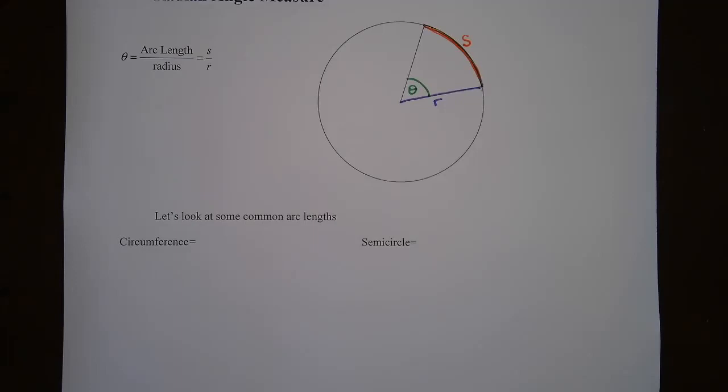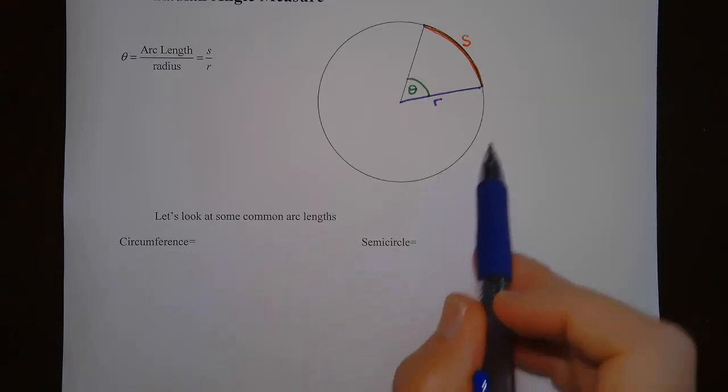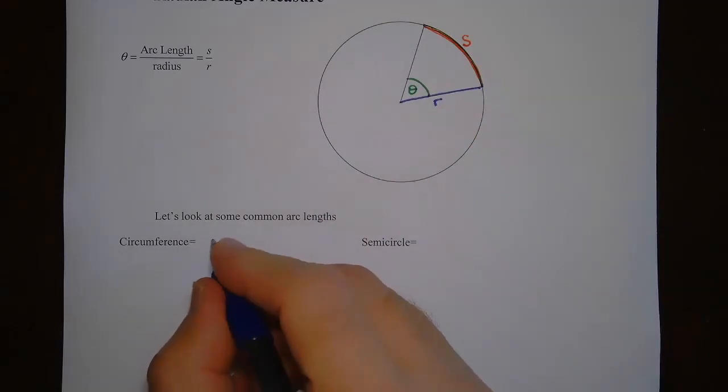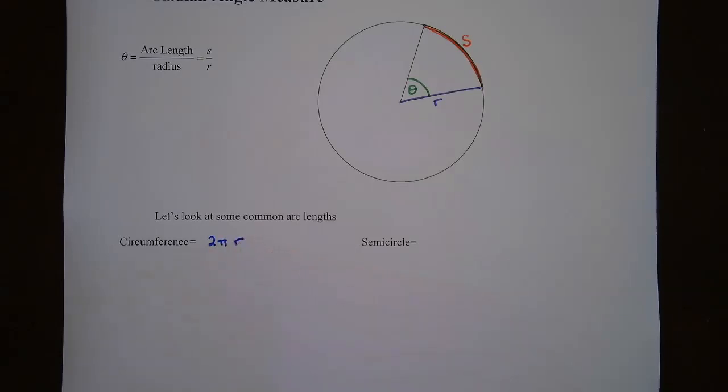All right, so we're back to our notes, all right? And I want to look at some common arc lengths. The circumference. Now, the circumference of a circle is the distance all the way around a circle, okay? And so we should know from earlier math classes that circumference is 2 pi times the radius, so 2 pi r, okay?